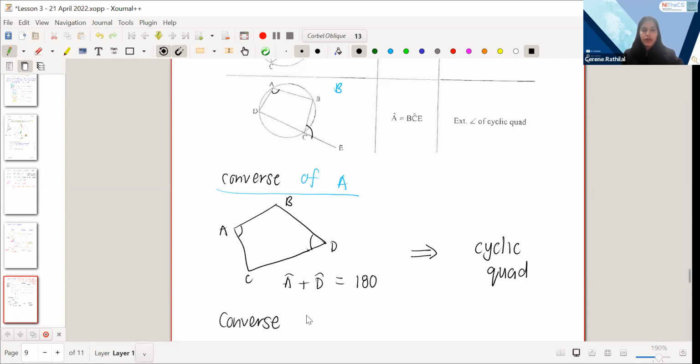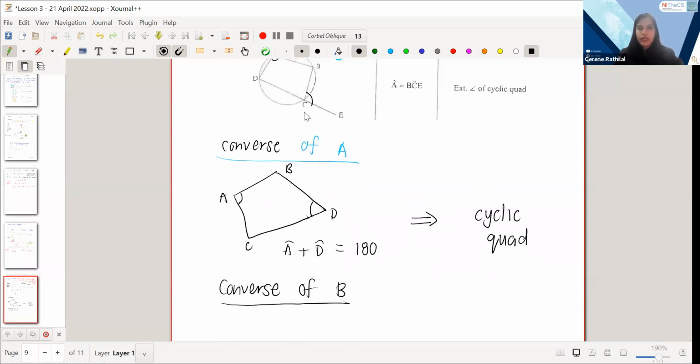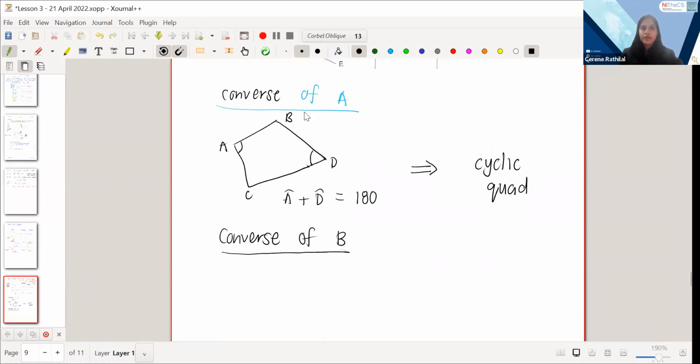You can just type the converse in the chat box and we'll go through it. So B says that if you're given a cyclic quadrilateral with one of the sides being extended to an external point E, then it is true that the interior opposite angle is equal to the exterior angle of the cyclic quad. So what is the converse?